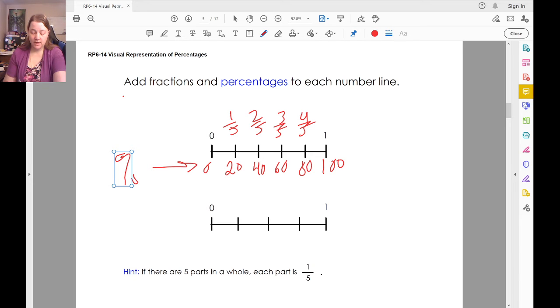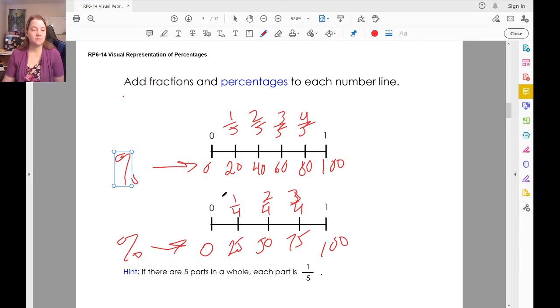Over here, we have the number line split into 4 parts. So this would be 1/4, 2/4, 3/4. We know from working with quarters that 100 cents makes $1. 1 out of 4 quarters is 25, 50, 75%.